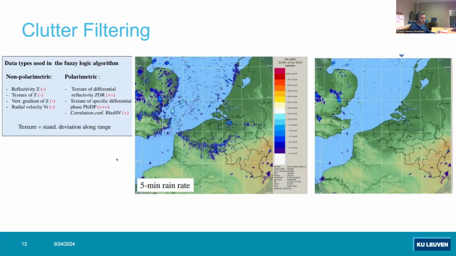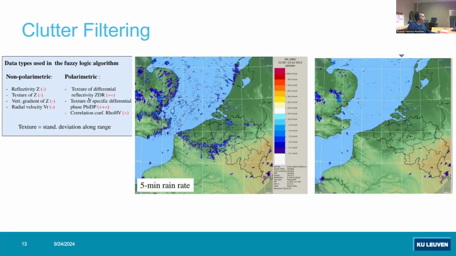Okay, now let's move to the first step. We have clutter filtering. In the left panel, we see a lot of ground echoes and sea clutter echoes. And the right panel is after applying the filtering. What you do here is use non-polarimetric and polarimetric variables. For example, the reflectivity, the variability of reflectivity, the gradient of reflectivity at different elevation cuts, as I said before, the radar can scan at different elevations, so you can obtain a vertical gradient. And of course, the velocity. If there's clutter and it's not moving, then the Doppler velocity is 0. So you can also use this information to detect areas of clutter and remove them.